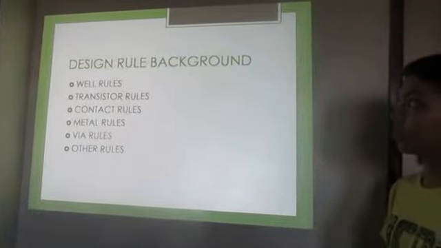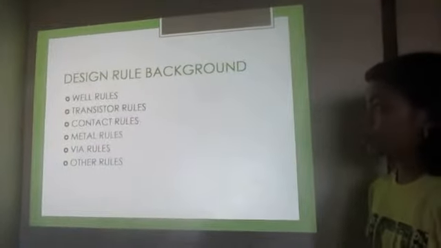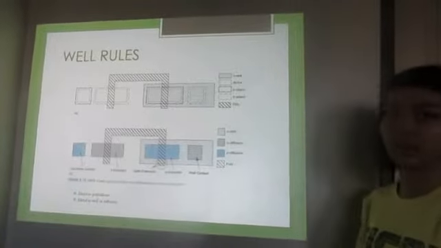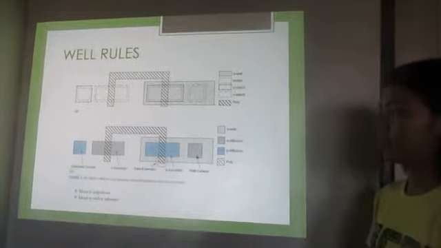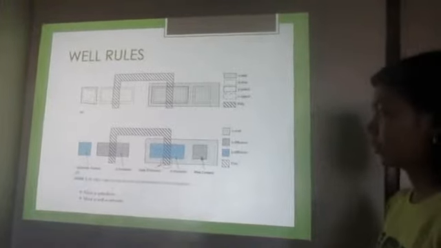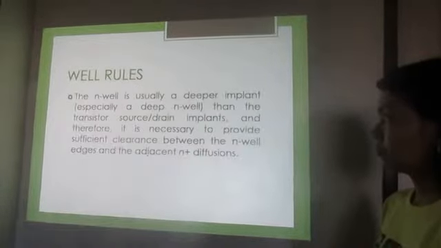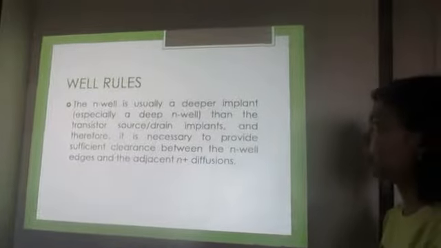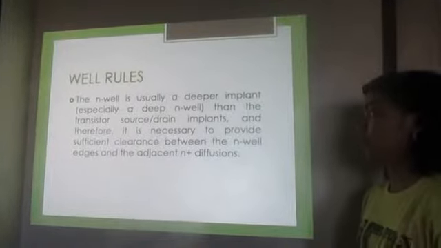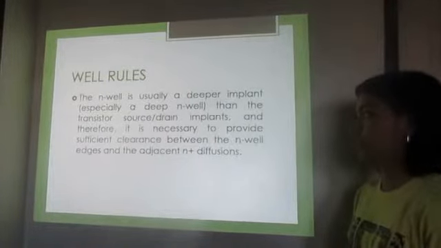So, under the layout rules, the design rule background covers the well rules, transistor rules, contact rules, metal rules, via rules, and other rules. Well rules. As you can see in the figure, the CMOS N-well process transistor and well substrate contact construction. The N-well is usually a deeper implant than the transistor source drain implants, and therefore, it is necessary to provide sufficient clearance between the N-well edge and the adjacent N-plus diffusions.